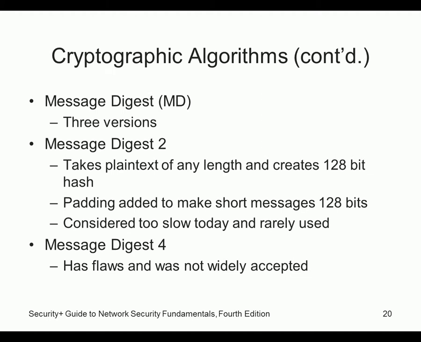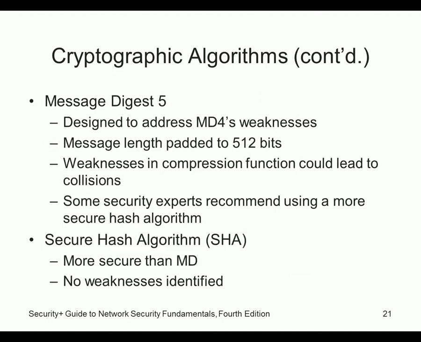Okay. There's a couple different versions of MD. There's 5, designed to address the weaknesses. The message length is padded to 512 bytes. Okay. And they tell there it is. Weakness in compression function could lead to collisions. Again, they've only been able to find one, I think. Okay. SHA-1, another one. More secure than MD. It's just not as popular.